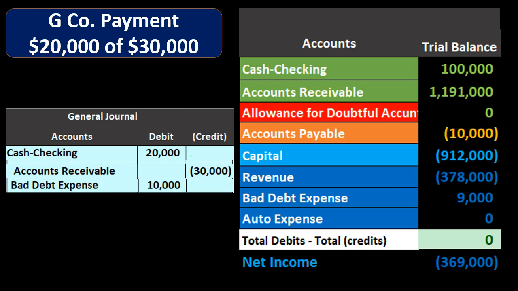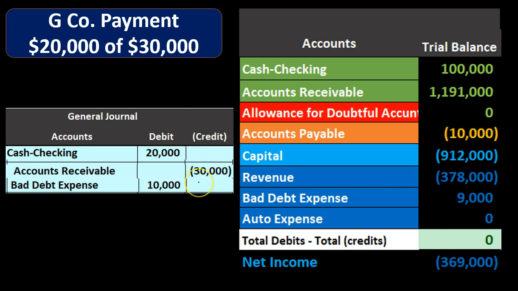That then is going to go under the direct write-off method to bad debt expense. This is what will differ under the two methods. Under the direct write-off method, it goes to bad debt expense. Under the allowance method, it would be going to the allowance for doubtful accounts.